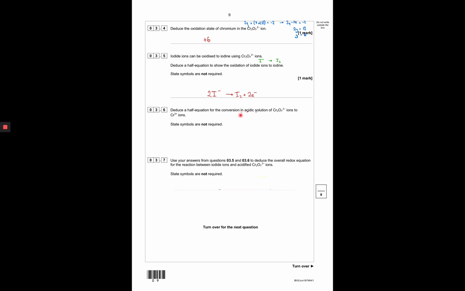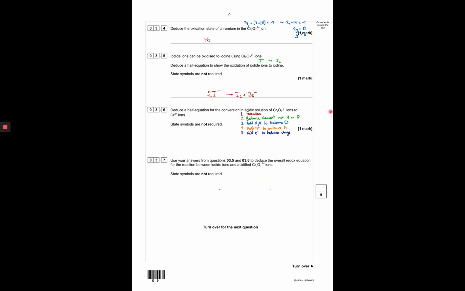If you're asked to do a half equation and they mention either acidic solution or water, don't worry about it, because when you do your half equation, those things will appear. They'll be taken care of if you follow the steps that you should follow when you're doing a half equation. So these are the steps to follow.